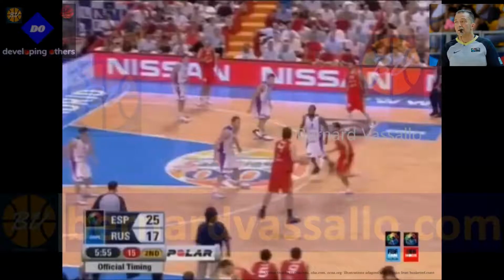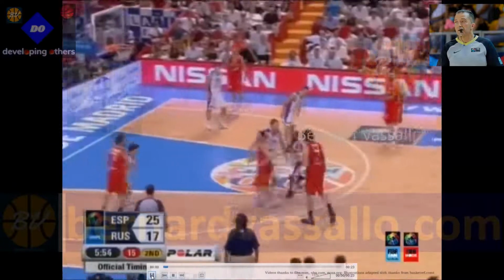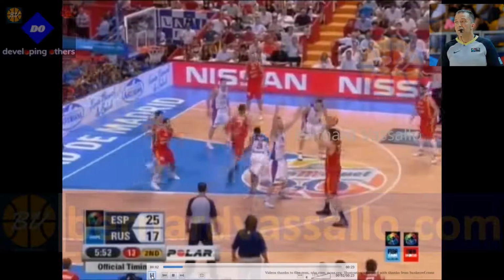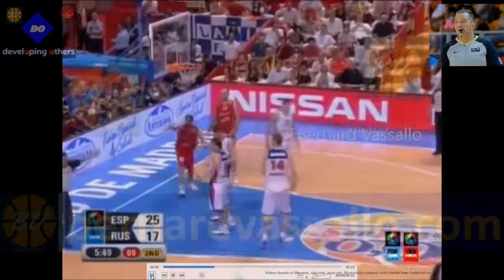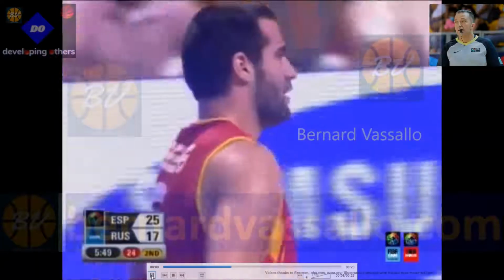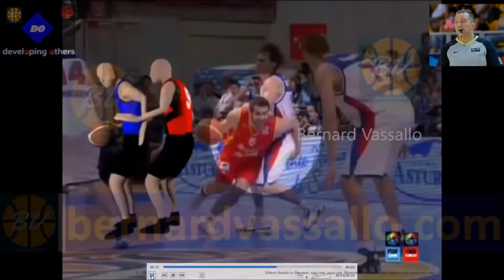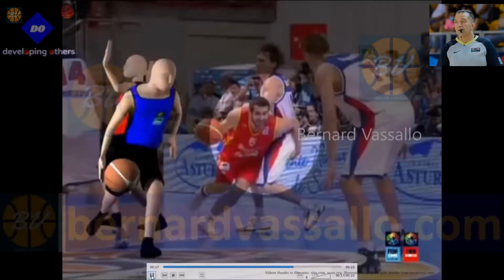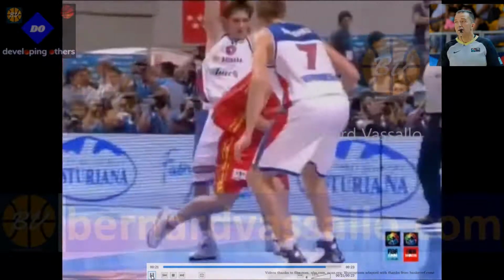Now we're going to see two different actions relating to hooking by the offensive player, starting off with the first action here. Ball is going to be played in the post. Post player makes his move but is called for an offensive foul. I will show the replay action from another angle. There we are seeing clearly the offensive player hooking his defender.